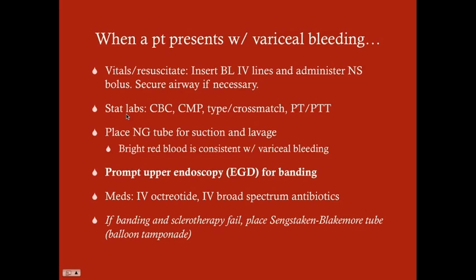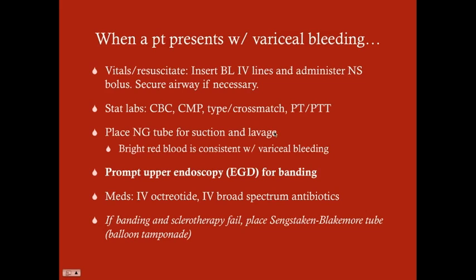You're going to want to get stat labs, those labs that we just talked about, CBC, CMP, a type and crossmatch, because usually we're going to need to transfuse these patients, and then a PT and PTT, just your coagulation labs. We're also going to want to place an NG tube for suction and lavage. This is for two reasons. One, we want to see if there's blood in the stomach. That's going to help us right away know that this is an upper GI source.